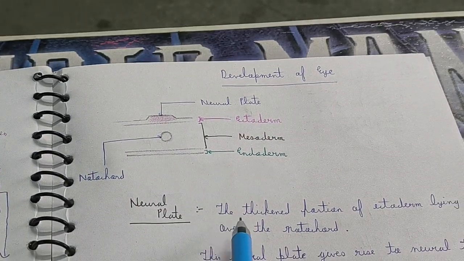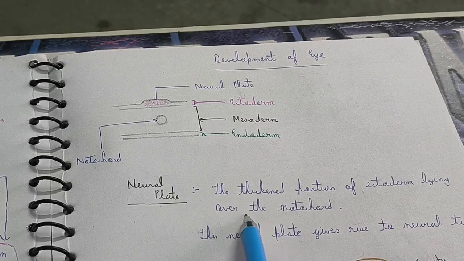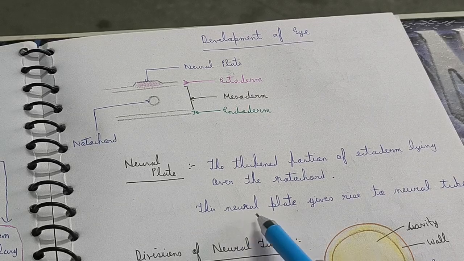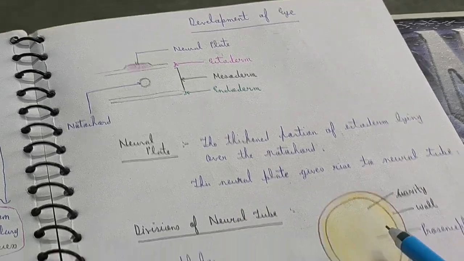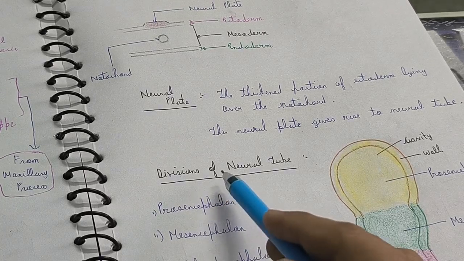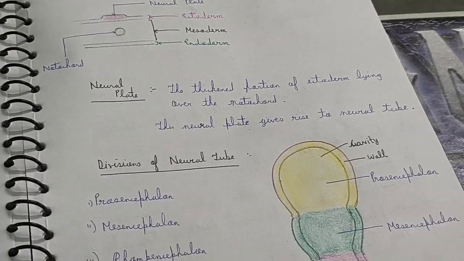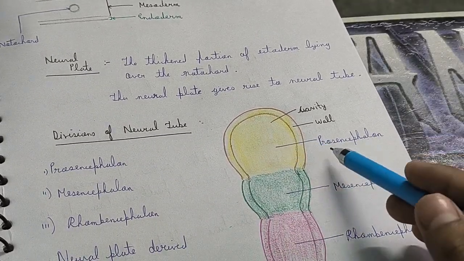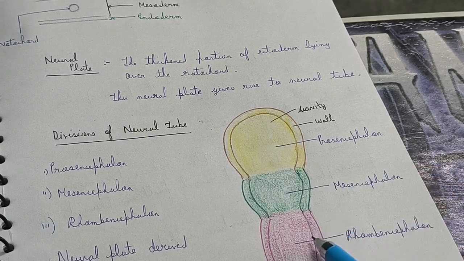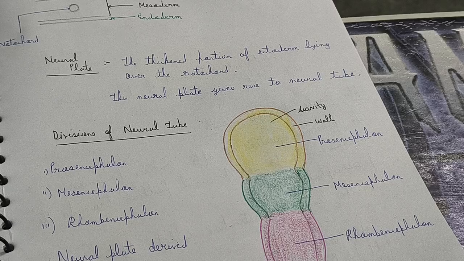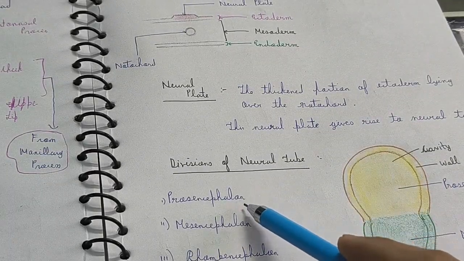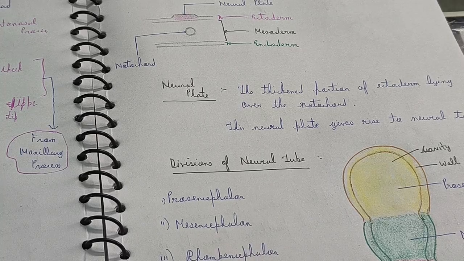Therefore I have written that the thickened portion of ectoderm lying over the notochord is known as the neural plate, and this neural plate gives rise to the neural tube. So this is the neural tube. Now I will discuss the divisions of the neural tube. Here you can see that there are three divisions. The first one is the prosencephalon, the second one is the mesencephalon, and the third one is the rhombencephalon. So I have written that the divisions of the neural tube are prosencephalon, mesencephalon, rhombencephalon.